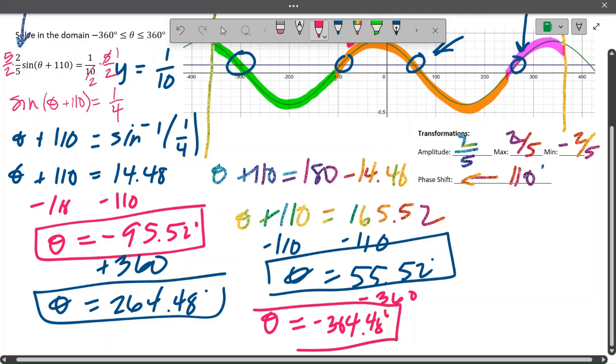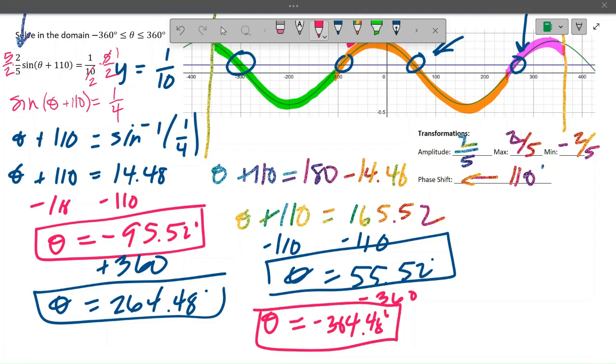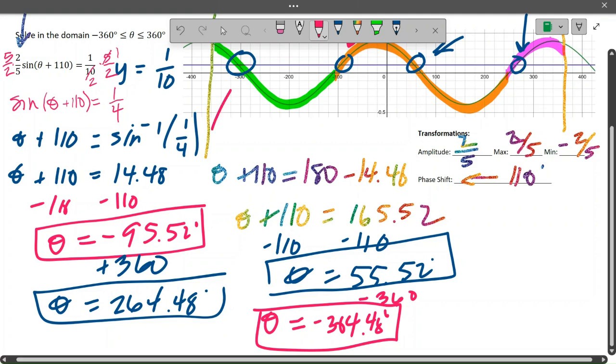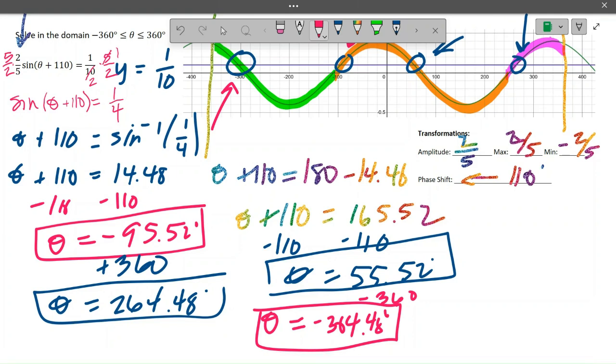That's a degree mark right there. Didn't turn out very well. And that is this value right here, 304. So these are our 4 solutions within this domain. I, again, recommend please check your answer by plugging all 4 of these values in for theta, and you should get out approximately 1/10 or 0.1.